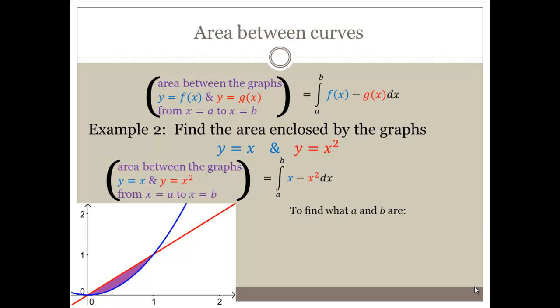To find what a and b are, we need to know the x values where the curves intersect. That is, we need to know the x values where our two functions are equal. So we have the equation x equals x squared. Since this is a quadratic equation, we can get 0 on one side, so subtracting x, we get x squared minus x equals 0. We can either solve this using the quadratic formula or factoring to find that x equals 1 and x equals 0.